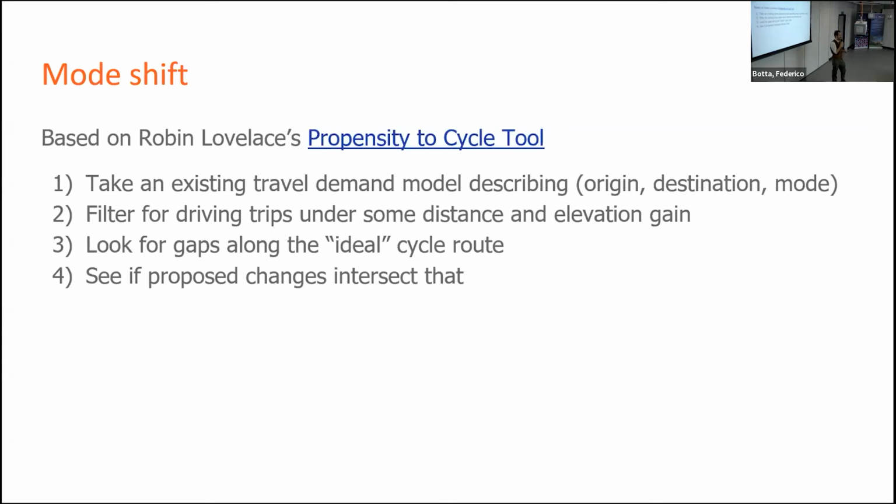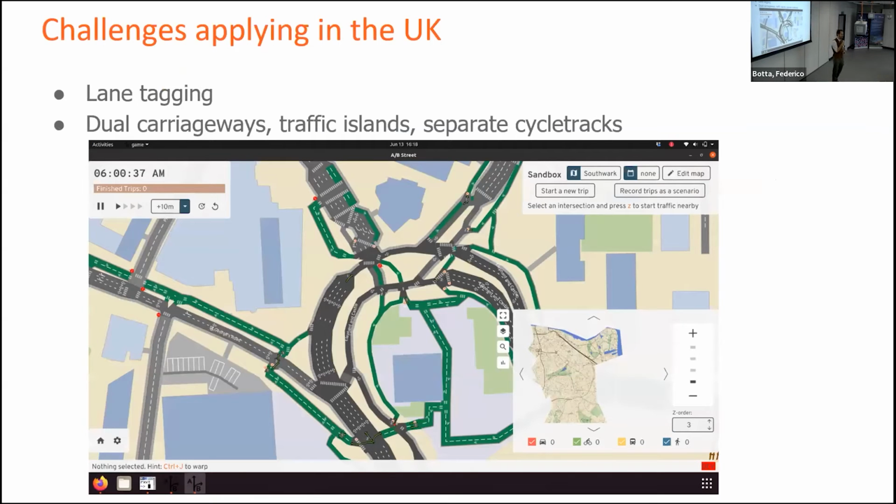So then you take those routes and say, do they intersect the new roads that you drew in the tool? And if so, there's an argument that those people could be convinced to switch over. And from this, you can estimate a total mode shift. So the examples of this tool were all in Seattle.